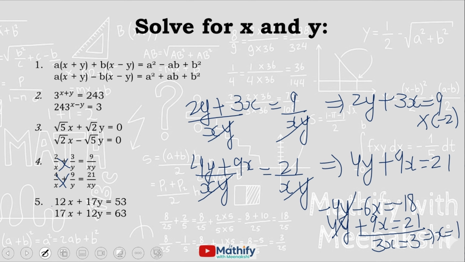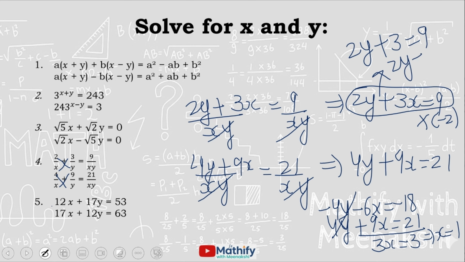Now put the value of x in any one equation. Let's say I'm putting the value here, to find y. So it will give you 2y plus 3 is equal to 9. That means 2y is 6. So your y is 3. So the answer is (1, 3).